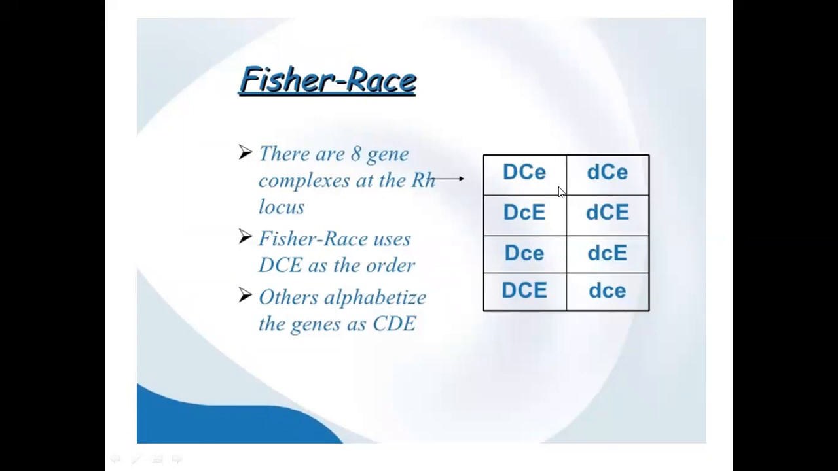So you have here 2 columns. On the first column, all are uppercase D, which means that these are all Rh positive individuals.